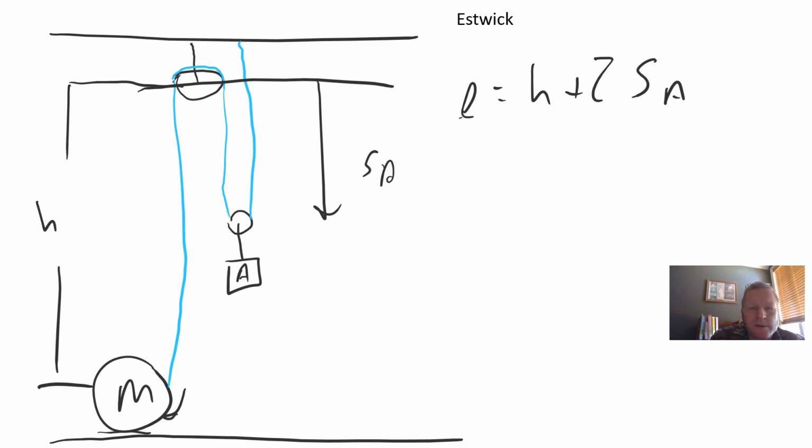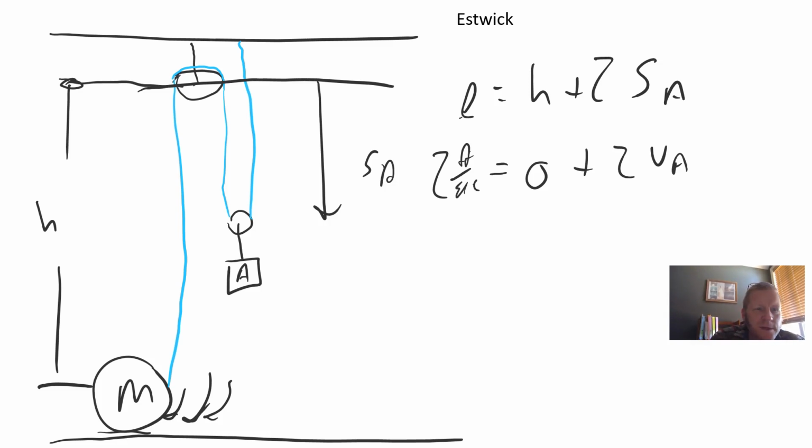Time derivative of this: H is a constant. The distance from this pulley to that motor is a constant, so the time derivative of H is 0. But the time derivative of the overall length is now getting shorter by however much that motor draws it in. So dl/dt for me is going to be 2 feet per second, and then the time derivative of SA is the velocity of A, times 2.